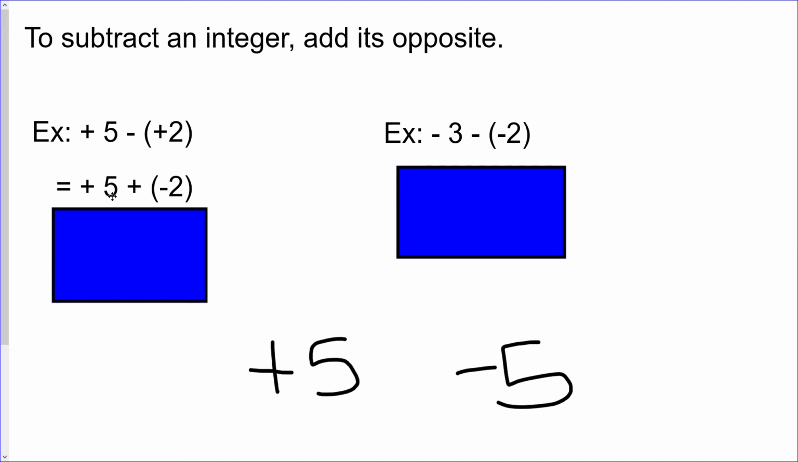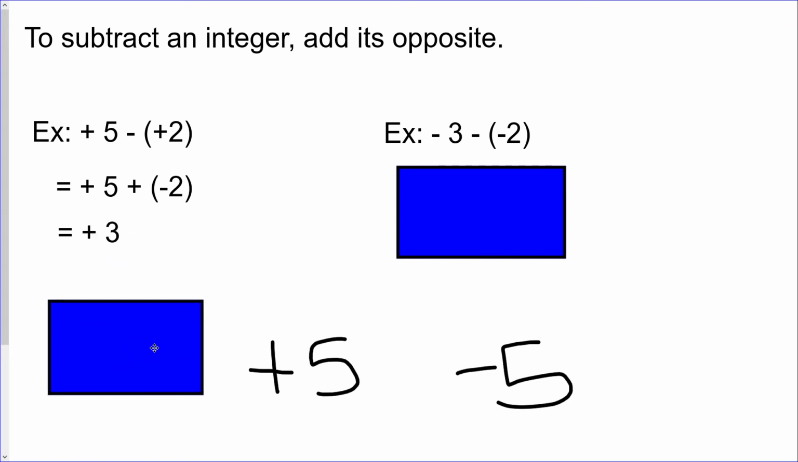So once we've got 5 plus the opposite, okay, then we just take 5 and then add negative 2. So we're moving negative 2, or 2 in a negative direction, and we end up with positive 3.